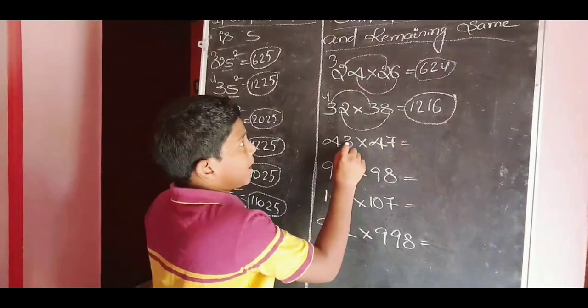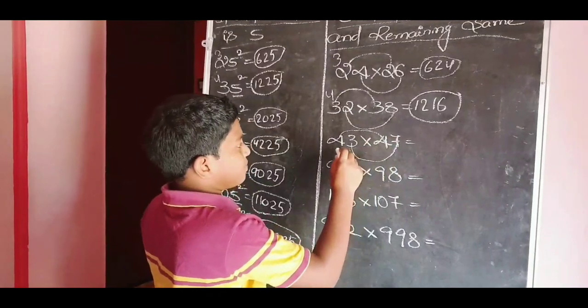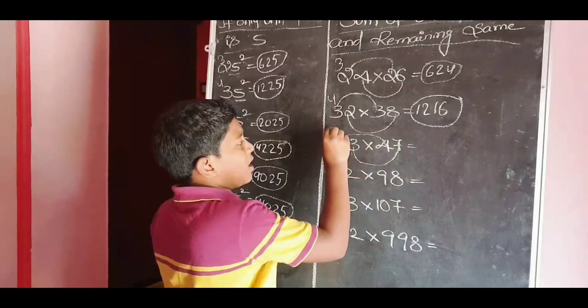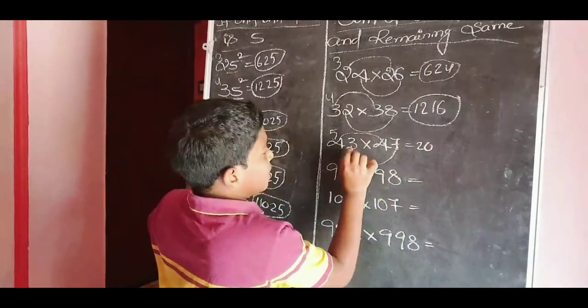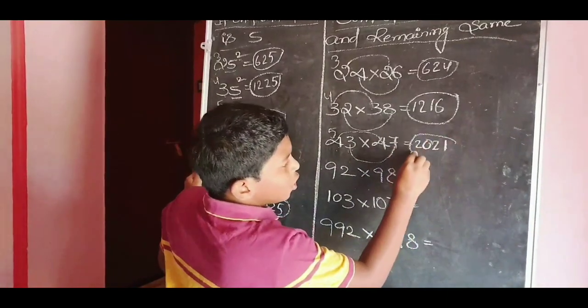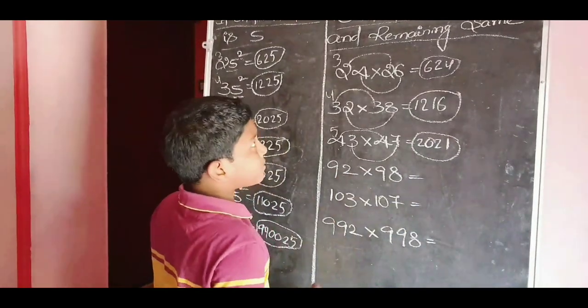43 into 47. Sum of unit place is 10. Remaining are same. 4 next number 5. 5 4s are 20 and 3 7s are 21. The answer is 2021.